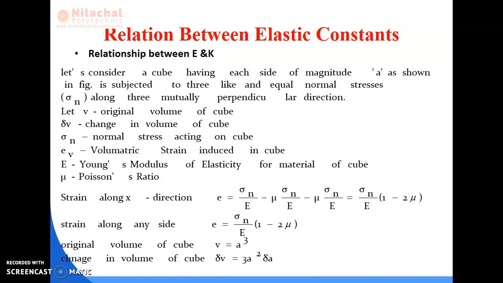Here in this video, I am going to explain about the relationship between elastic constants. We are having three types of elastic constants. First one, elastic modulus or Young's modulus of elasticity. Second one, modulus of rigidity. And third one, bulk modulus of elasticity.